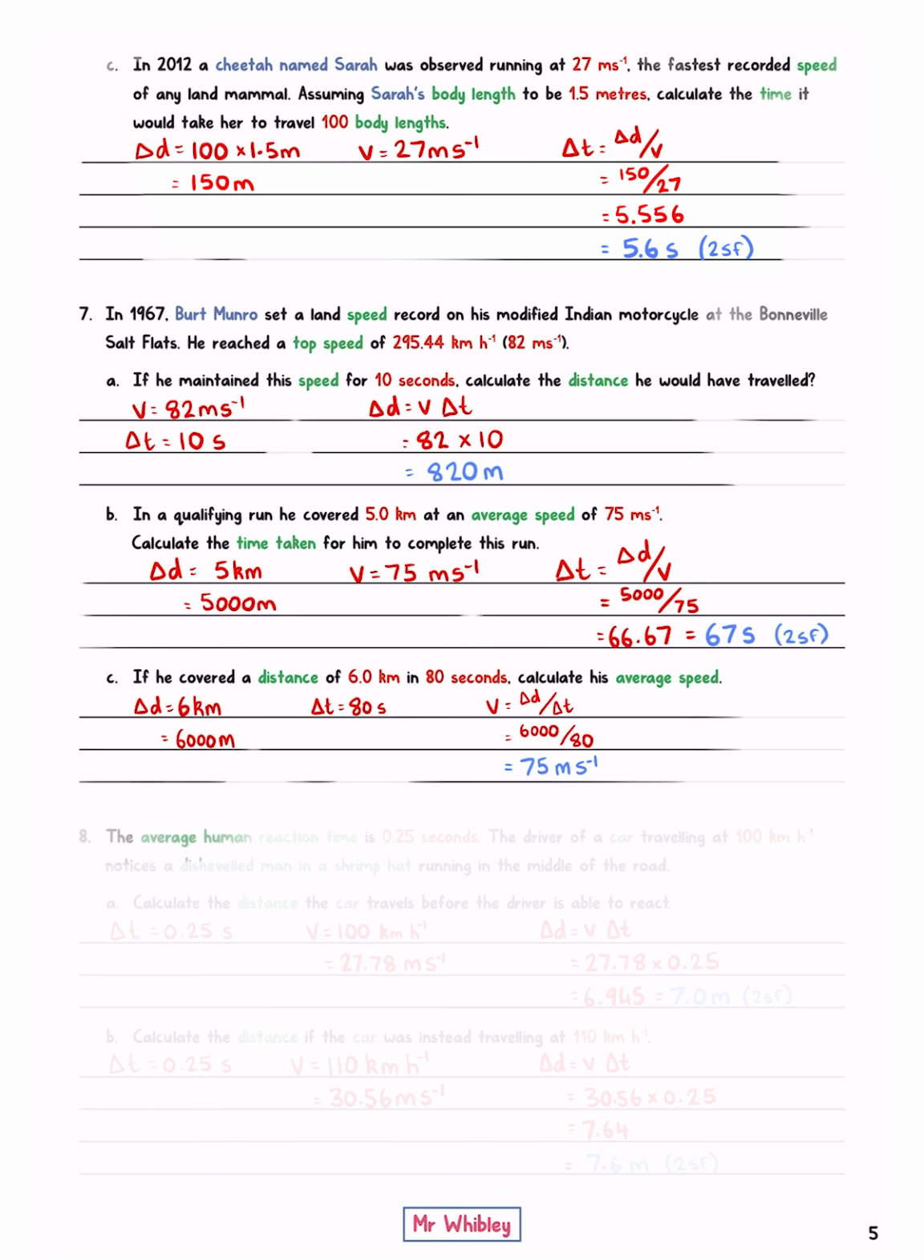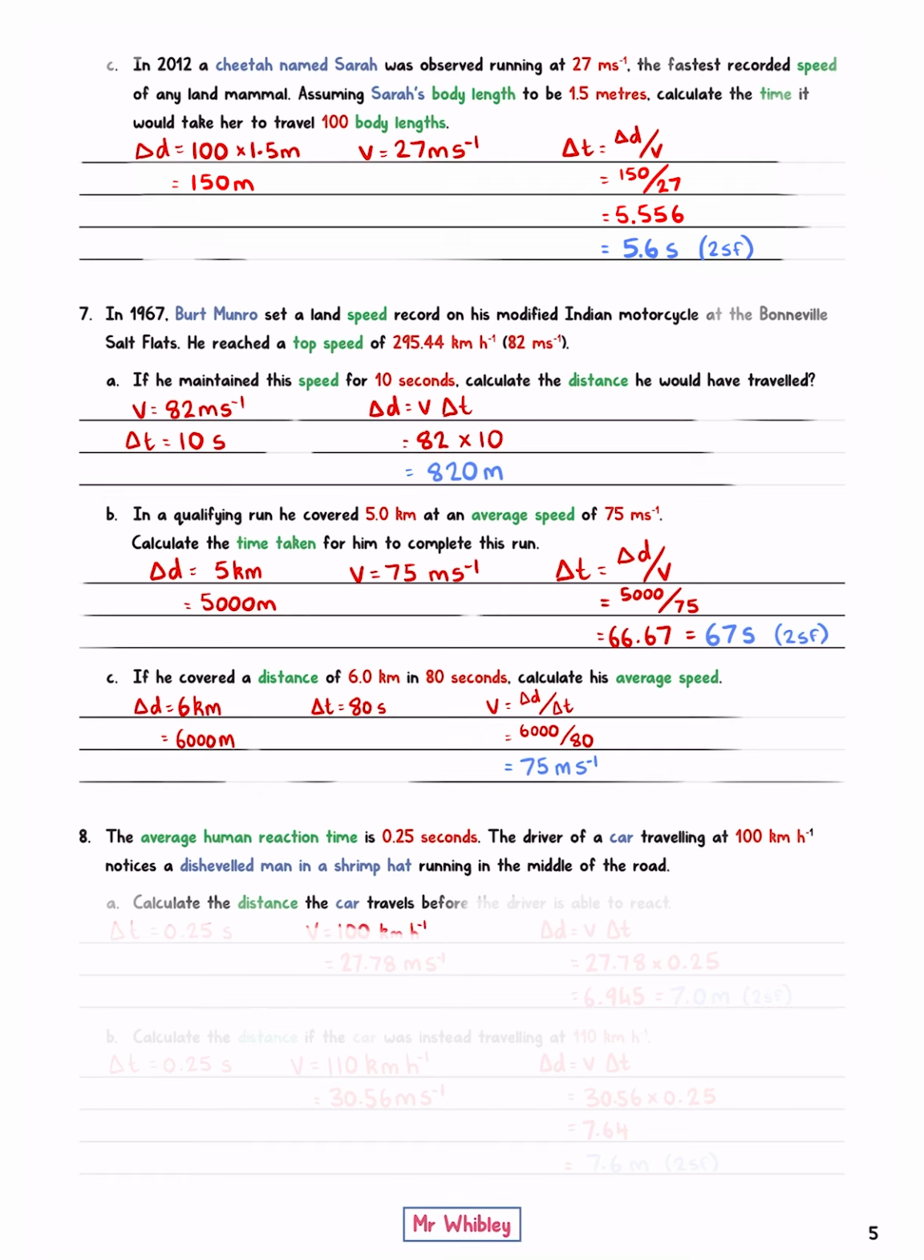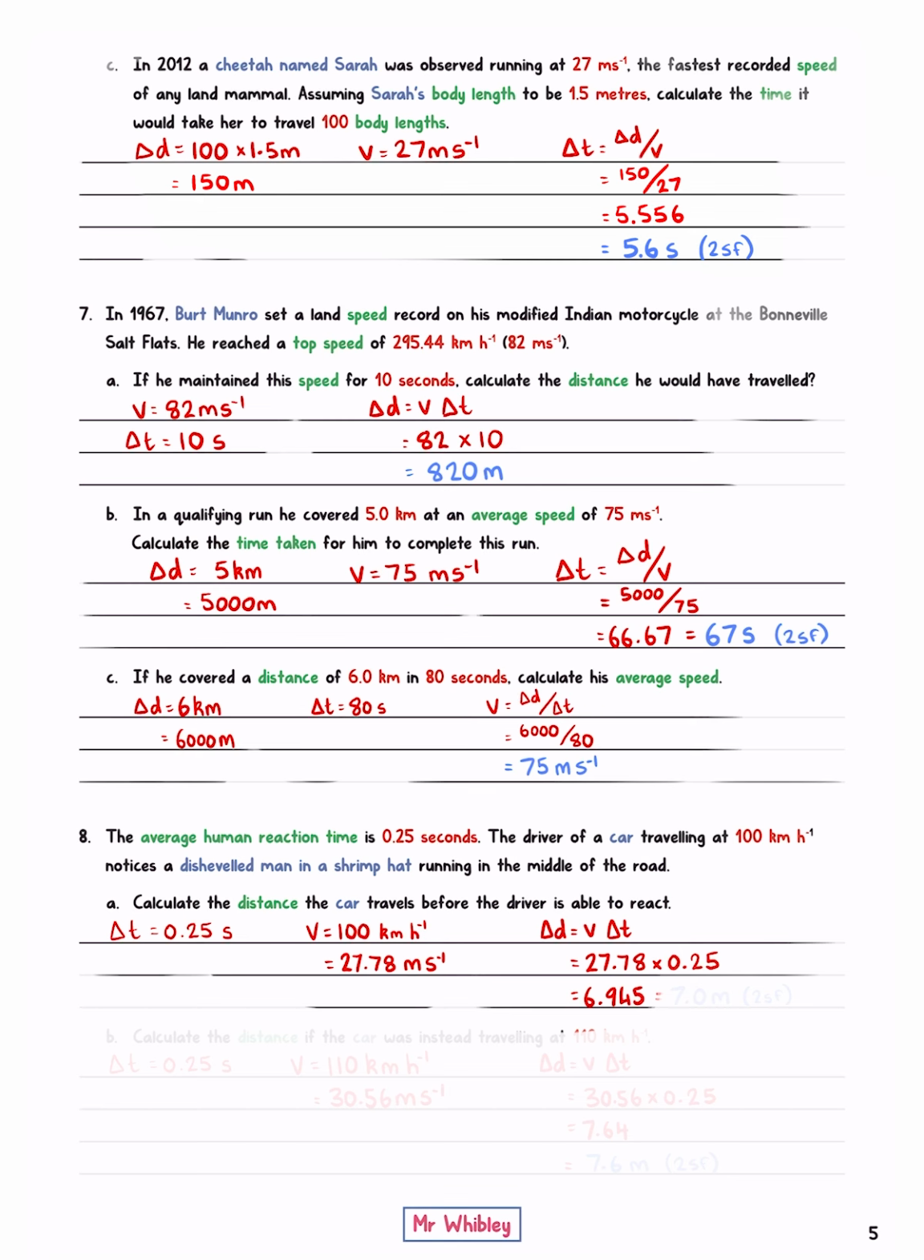Question 8. The average human reaction time is 0.25 seconds. The driver of a car traveling at 100 kilometers per hour notices a disheveled man in a shrimp hat running in the middle of the road. Calculate the distance the car travels before the driver is able to react. So we have our reaction time of 0.25, the car's velocity of 100 kilometers per hour, which dividing that by 3.6 gives us 27.78 meters per second. Using our displacement equation, putting these numbers in, gives us 6.945 or 7.0 meters to two significant figures.